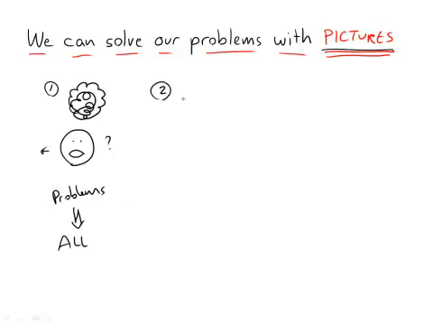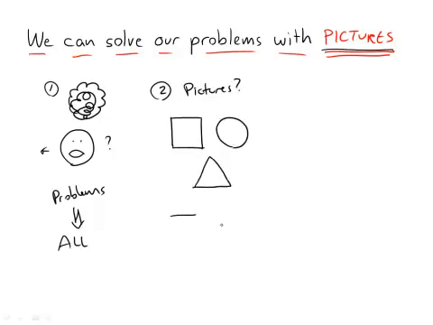So question number two is, well, which pictures are we talking about? Are they really complicated? Are they really hard to draw? No. In fact, we're going to find, as we go through all of these lessons, that there are just 5 basic pictures we can draw: a square, a circle, a triangle, a line, and some kind of a blob.